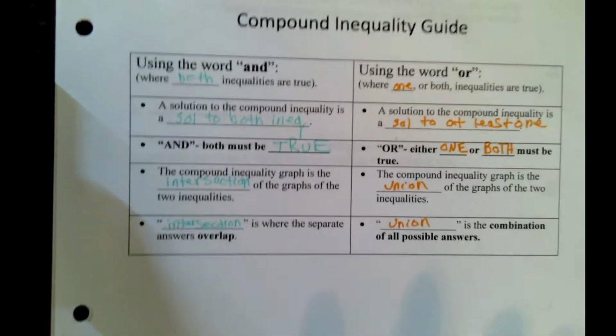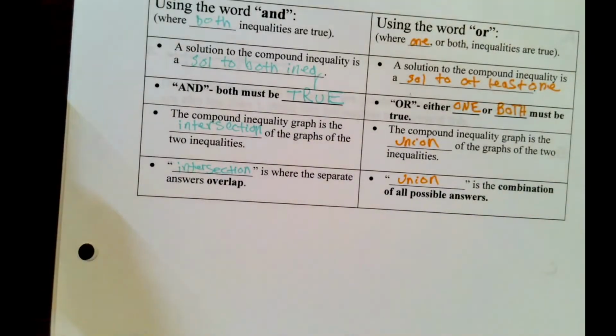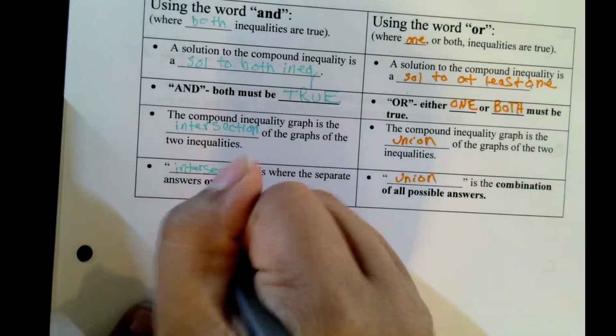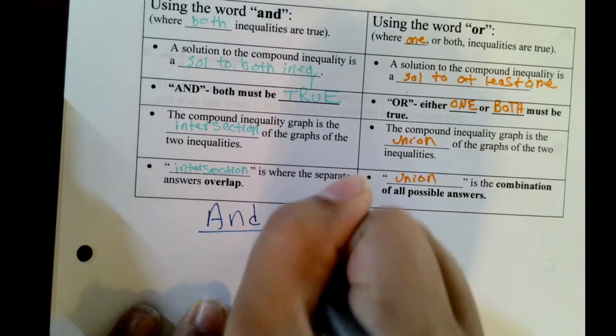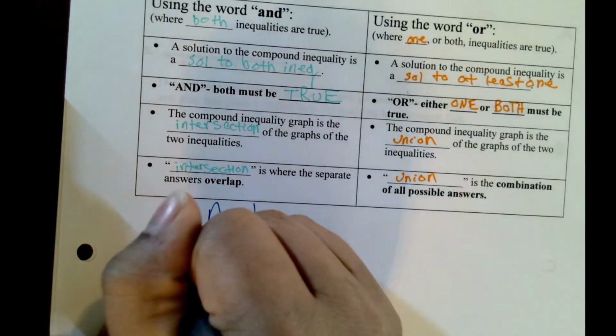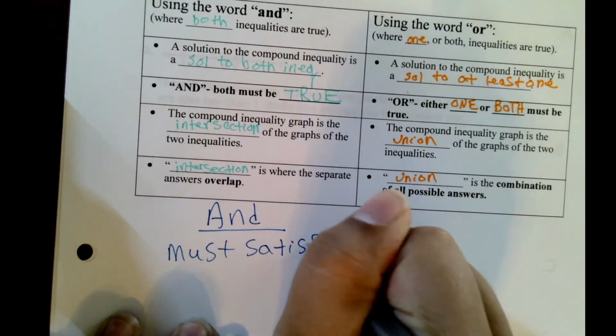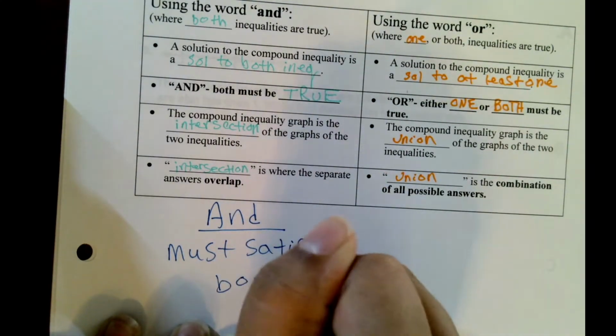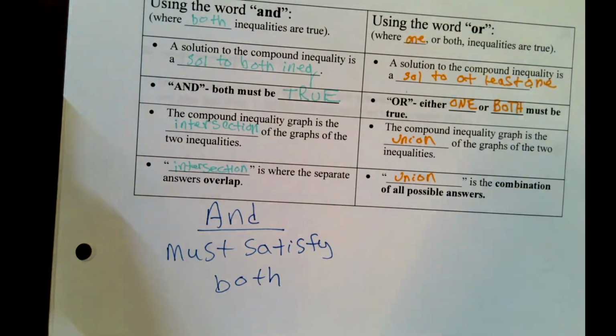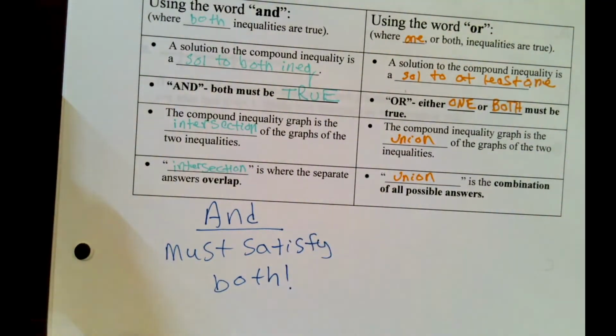So an example that I hoped my kids understood in class was, with our ands, think about it as must satisfy both. So if I told you that I wanted you to get me French fries from McDonald's and a Whopper from Burger King, if you only bought me French fries, it didn't satisfy both my wants. If you only bought me a Whopper, it doesn't satisfy both. You have to do both.